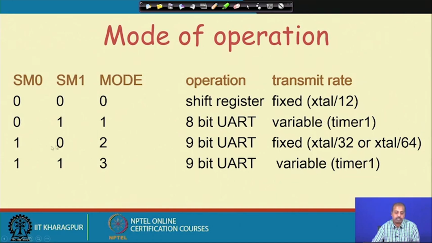If you set it as 10, then it is mode 2. In mode 2 we have a 9-bit UART, so there I can have one extra bit, but the transmission baud rate is fixed. It is crystal by 32 or crystal by 64. That way the transmission rate is fixed. And mode 1 is the UART with a variable baud rate, so you can have the timer to set the transmission rate.